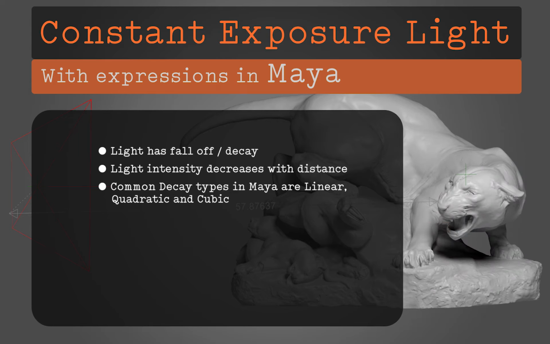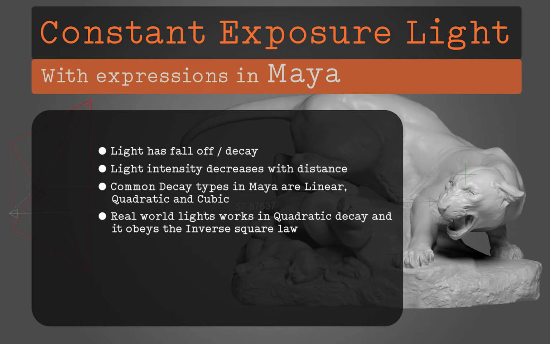It will not be available for the directional light because directional light has no point of origin. And the decay rate that matches with real-world lighting is quadratic decay, which is now the default or the only decay available inside many PBR render engines like Arnold, V-Ray, or Redshift. The quadratic decay obeys the inverse square law.